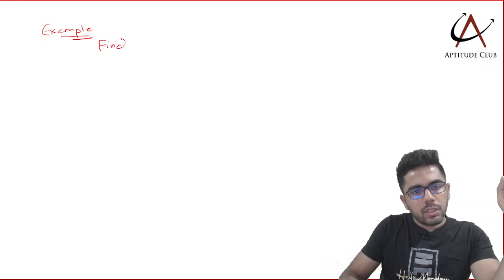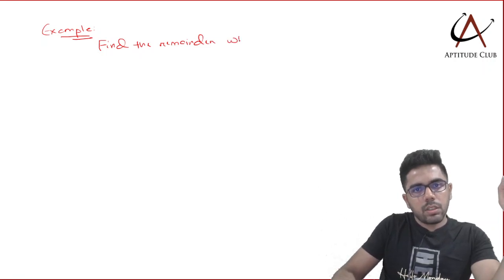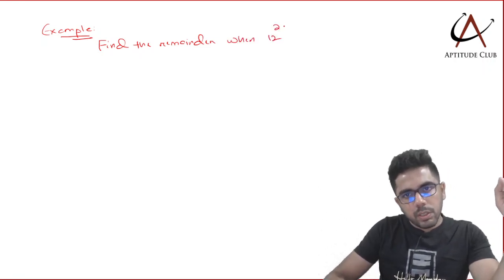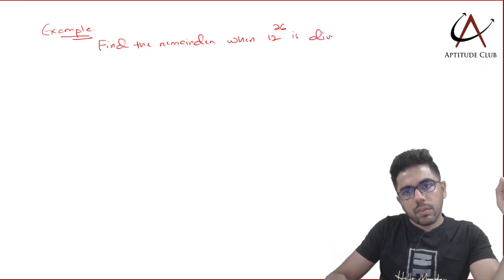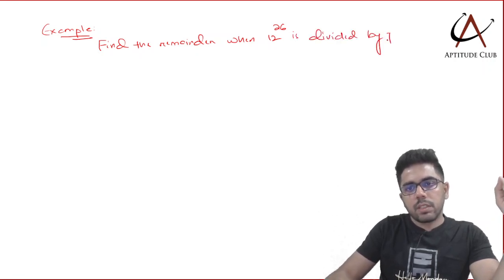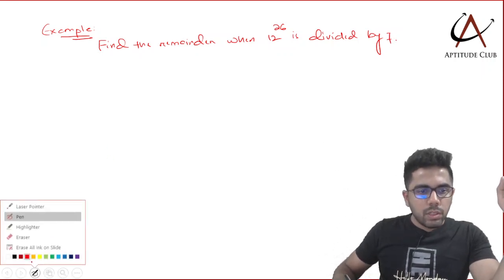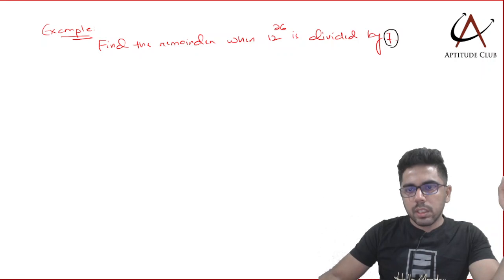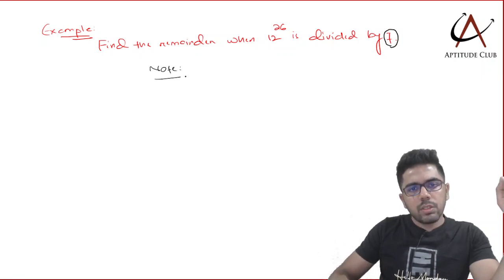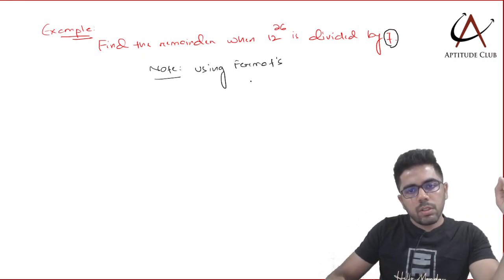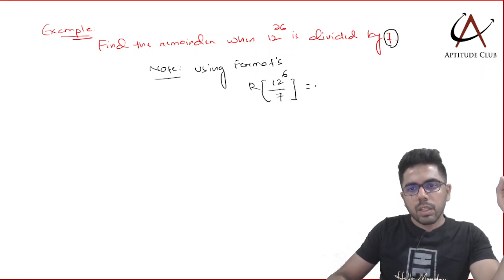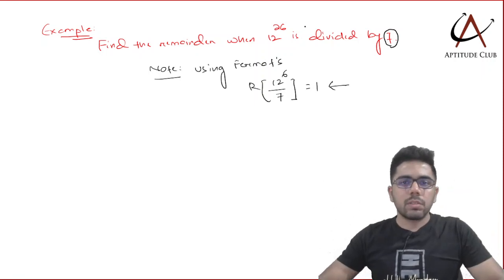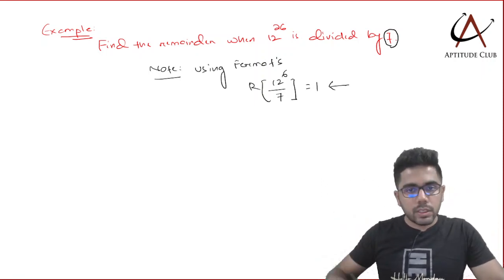Suppose it will say find the remainder when 12 to the power 26 is divided by 7. The moment you see 7 here, you can see that using Fermat's theorem, the remainder of 12 to the power 6 divided by 7 is 1. Of 12 to the power 6, I know the remainder, but what will be the remainder of 12 to the power 26? How do I reach there?